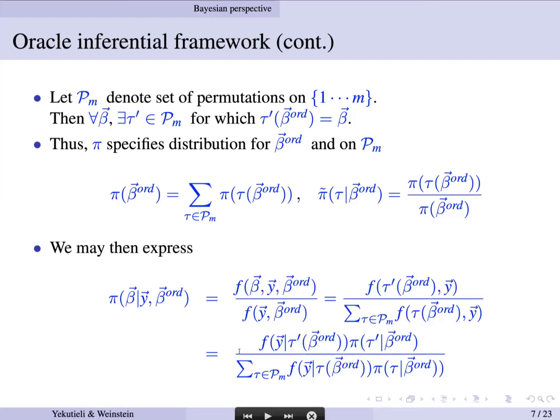Okay, so if we want to know what this posterior distribution is, we need to know the likelihood for each possible configuration, permutation of beta, and also we need to know the prior density for each of the m factorial different permutations. So this is the most general way of thinking about it.